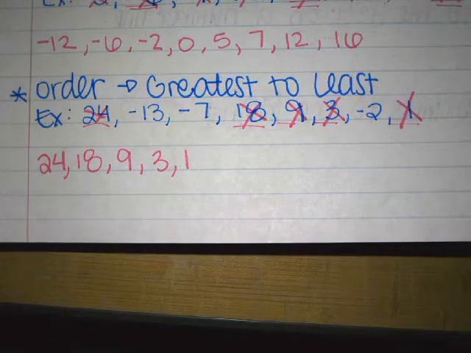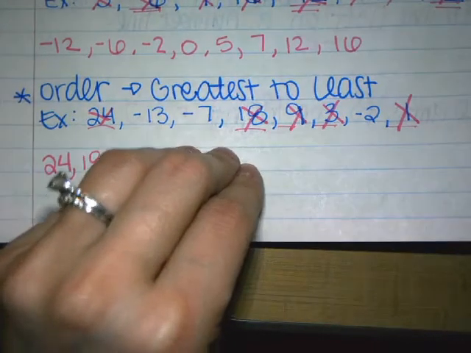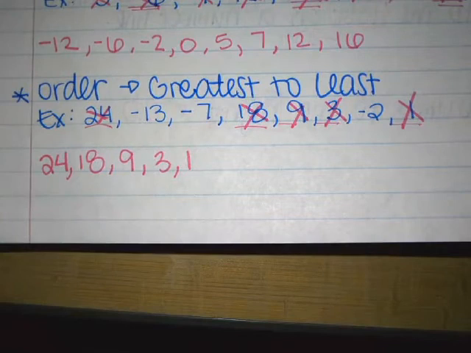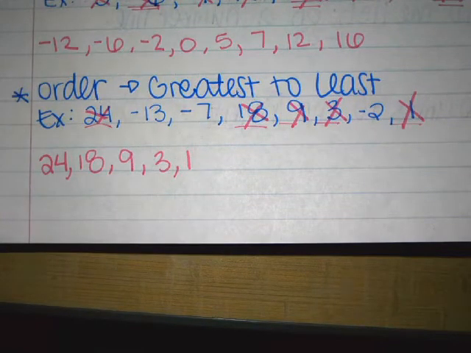What number always comes between your negatives and your positives? 0. Do I have 0 in this set of numbers? No. So do I need to write 0? No, it's not there. You don't need to write it. But now I need to look at all of my negative numbers. And same thing, I'm going from greatest to least.